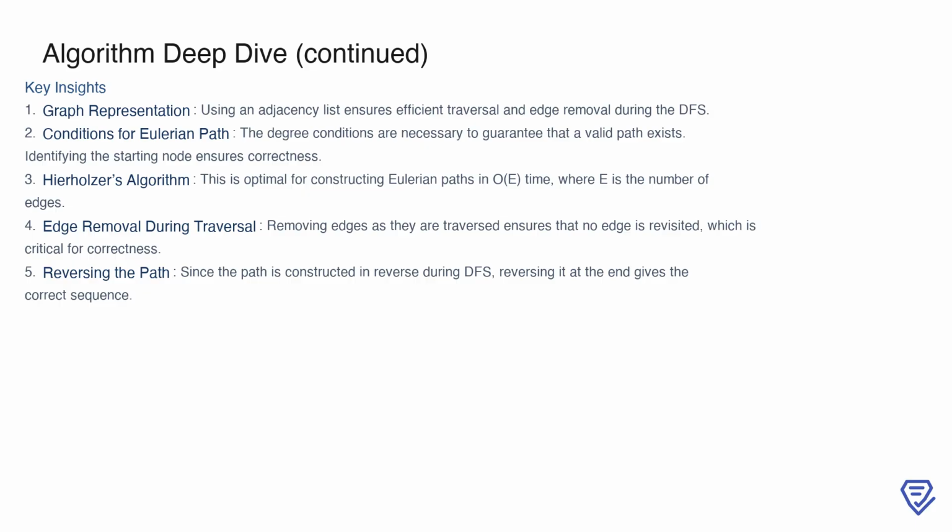There are several key insights that help us solve this problem effectively. First, the adjacency list representation is not only space efficient but also allows for quick traversal and edge removal during the DFS.